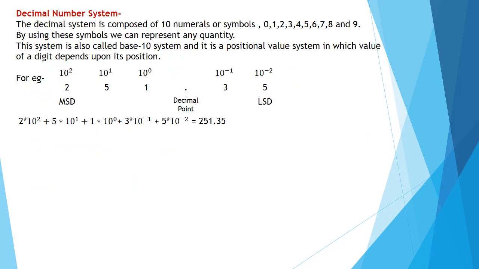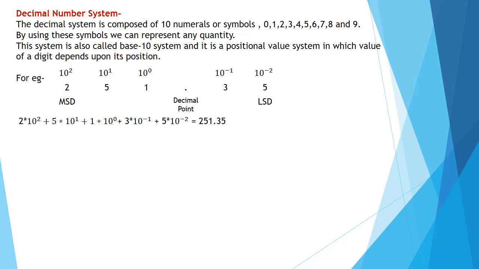Next topic is the decimal number system. As we have discussed, there are several number systems possible, so the first variant to be discussed today is the decimal number system. A decimal system is composed of 10 numerals or symbols, that is 0, 1, 2, 3, 4, 5, 6, 7, 8 and 9, and by using these symbols we can represent any quantity. Whatever quantity you give in the decimal number system will include only these 10 numerals or symbols, from 0, 1, 2, 3 to 9.